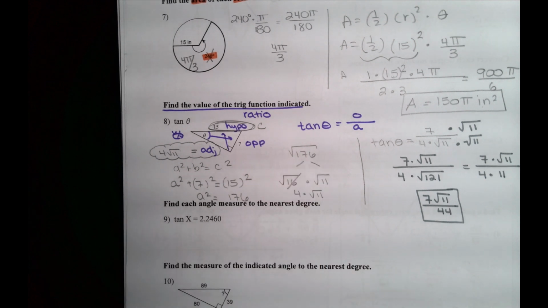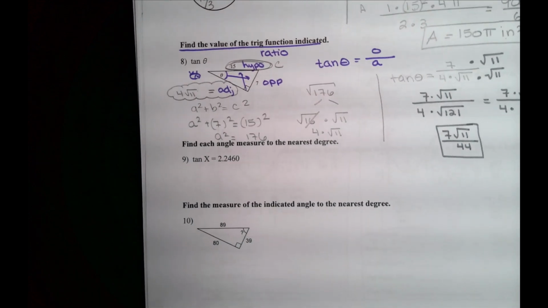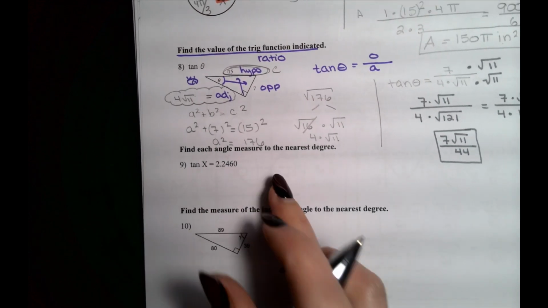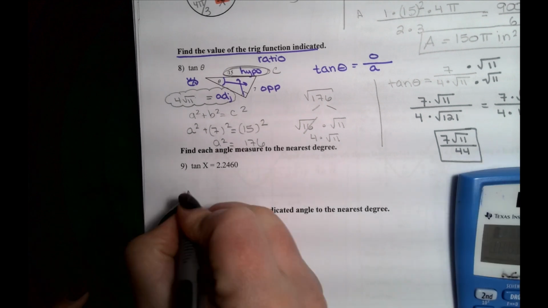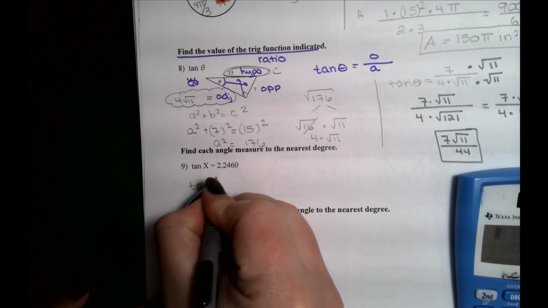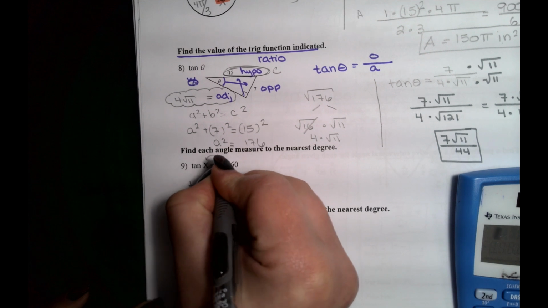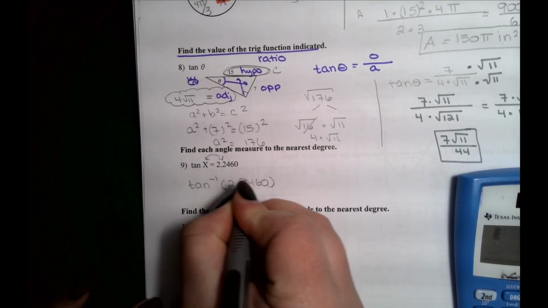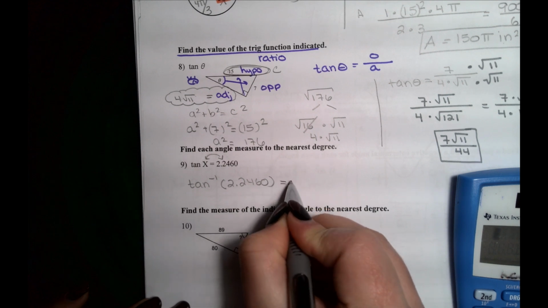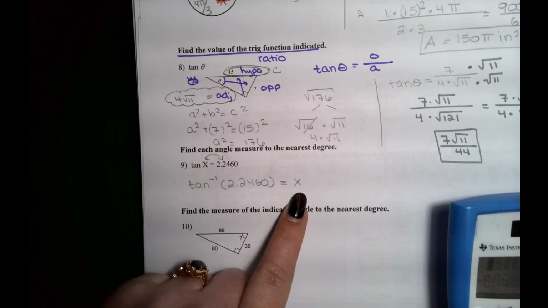Question number 9 is asking you for the angle measure. This one is already set up, so you really don't have to do anything. You just take its inverse. So the inverse of tangent, take your input and your output, switch it. You want to always make sure to use inverse notation. So that's why we have the inverse on tangent. And you're finding your angle measure, which is x.